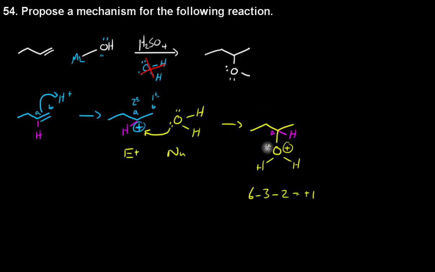Okay, so now we have charge balance. On the left, we have a positive overall. On the right, we have a positive overall. But that's not what we want. We want to have an oxygen with a neutral charge. So how do we get there? This part is actually really, really easy.